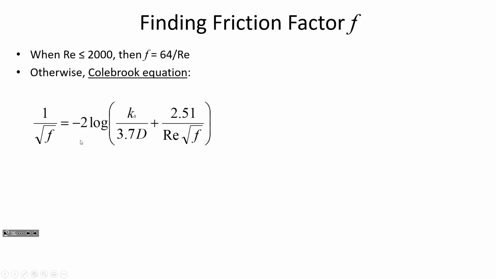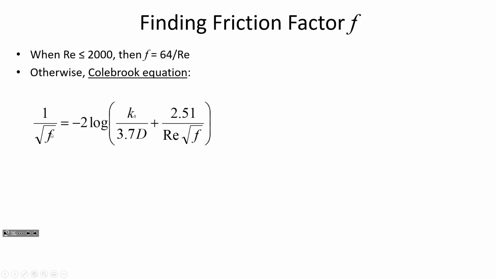So what you have to do instead is a trial and error approach, where you assume a value for F, and then you see if the left-hand side and the right-hand side equal each other. You can use an equation solver on your calculator to solve for F, or you can set it up with Excel, and I'll show you how to do it that way.